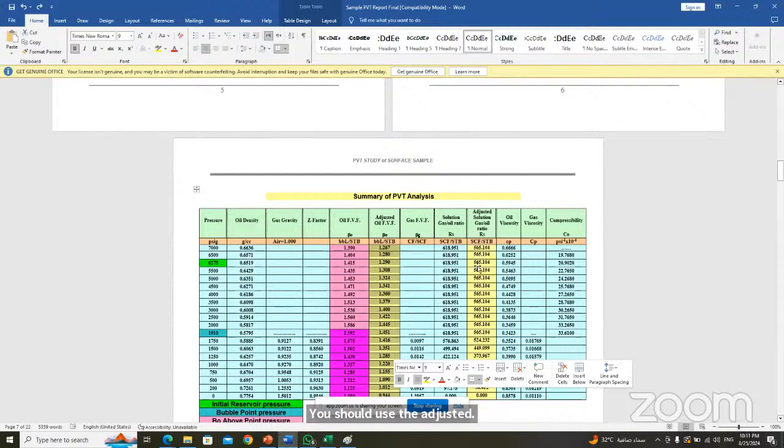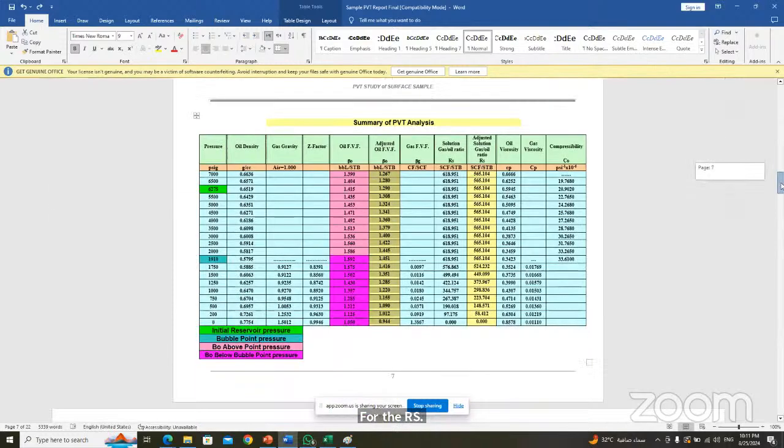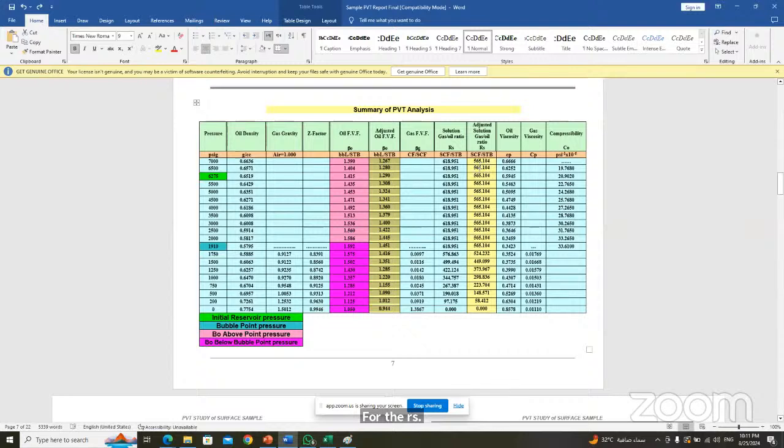Similarly, for the RS curve, we should use only the adjusted table. That's the one we use for everything: MBAL, simulation, volumetrics, whatever. Just keep it in mind. So if I want to do the volumetric calculation, this is the Bo that we will go for.